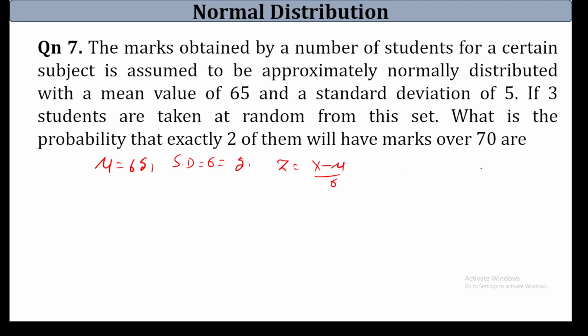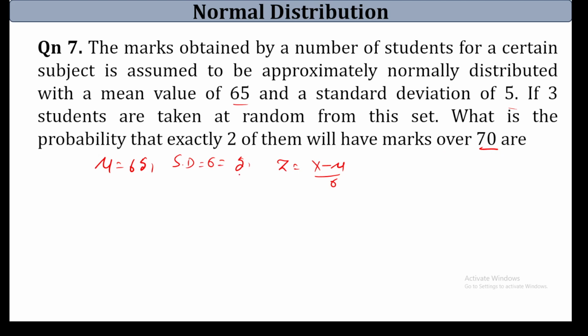So for the question, the marks obtained by a number of students for a certain subject are assumed to be approximately normally distributed with a mean value of 65 and a standard deviation of 5. If 3 students are taken at random from this set, what is the probability that exactly 2 of them will have marks over 70?